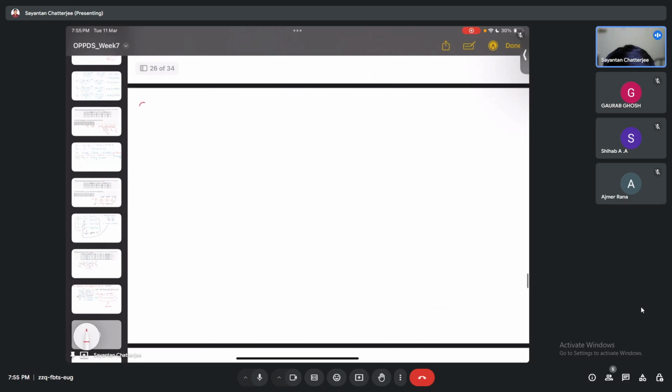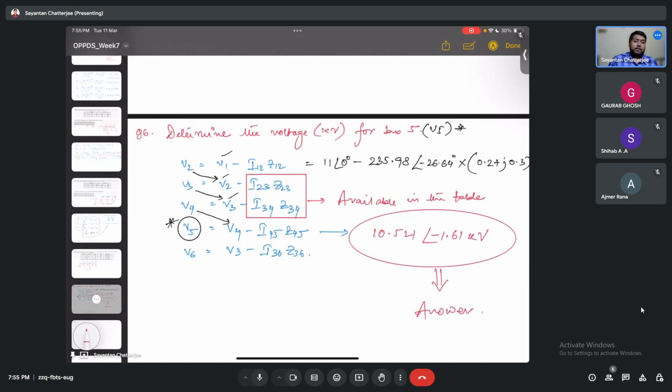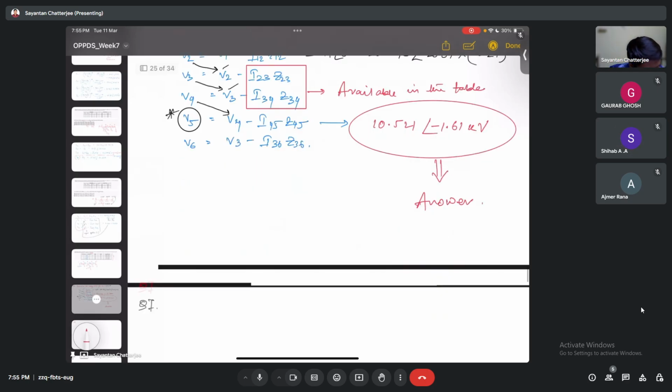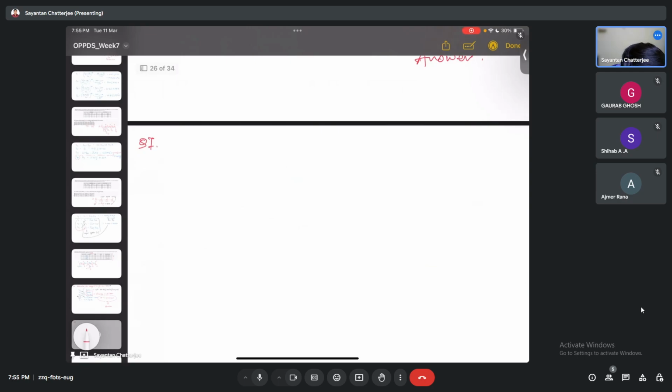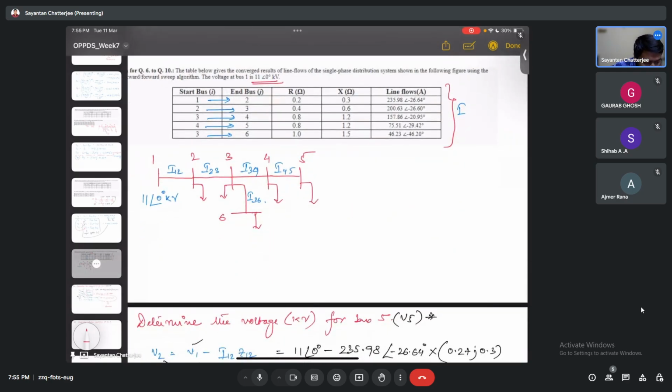Now moving to question 7. Is the previous one clear? Steps are clear. Okay. So the next question is, determine the active load in kilowatt at bus 4. So at bus 4 we need to find out the active load.